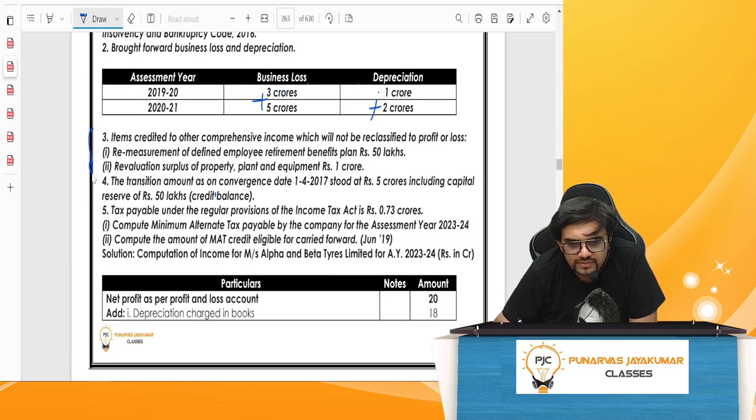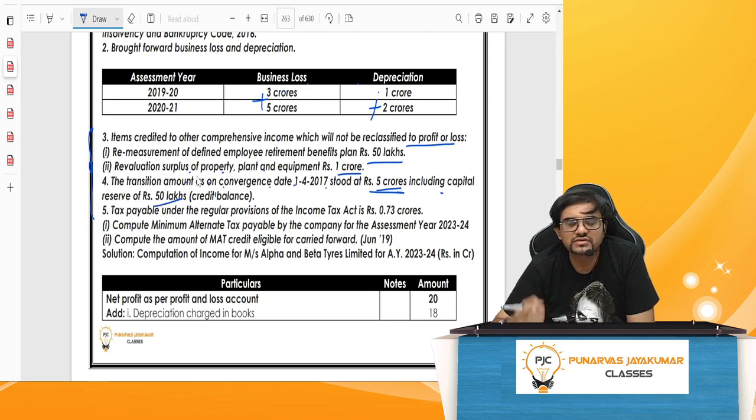See here, this is that part which we did now, Ind AS part. Items credited to other comprehensive income will not be reclassified to P&L account. Remeasurement of defined employee retirement benefit 50 lakhs. Revaluation surplus of property, plant, equipment 1 crore. Transition amount as on convergence was 5 crore including 50 lakh. Should I take that 50 lakh?